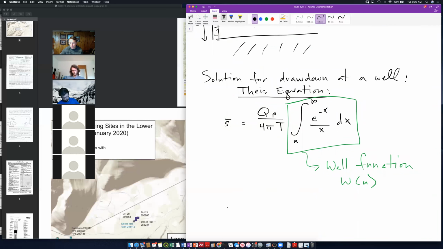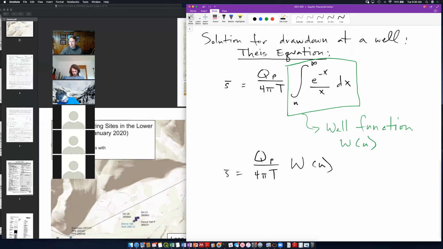In general, in practice, we write the Theis equation this way: s is equal to Q_P over 4 pi T, W sub u, where W sub u is given by this integral, and in general, we're going to look it up or calculate it with a computer.